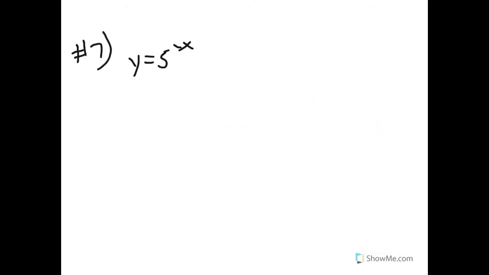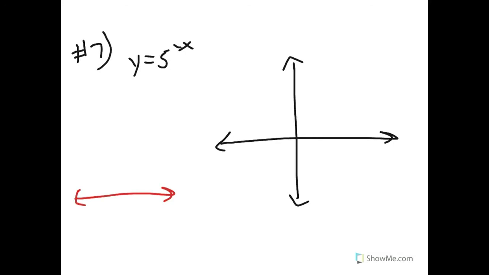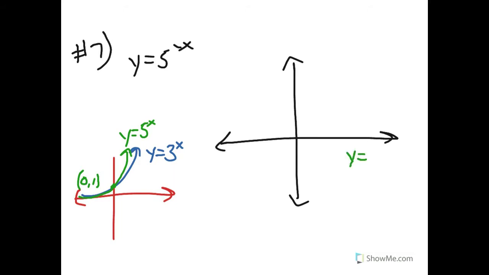Number 7, we got y equals 5 to the negative x. 5 as a base is going to grow faster than 3 as a base. For example, let's say that this was y equals 3 to the x. Then this might be something like y equals 5 to the x. The bigger the base, the faster it grows. Still has the same y-intercept, though. Still the y-intercept is the same, which is 1. Here is 5 to the negative x, which reflects it over the y-axis. So your horizontal asymptote doesn't appear to change, and your curve looks like this. It gets tall really fast as you go left, and it gets closer and closer to the x-axis as it goes to the right.